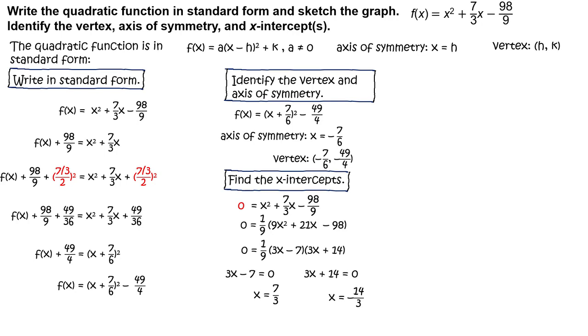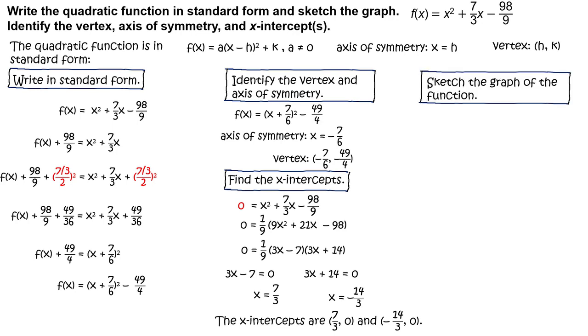To solve the equation 3x plus 14 equals 0 for x, subtract 14 from each side of the equation, and then divide each side of the equation by 3. You will get x equals negative 14/3. So the x-intercepts are 7/3, 0 and negative 14/3, 0. Now you're ready to sketch the graph of the function.